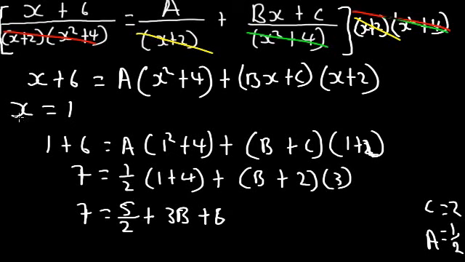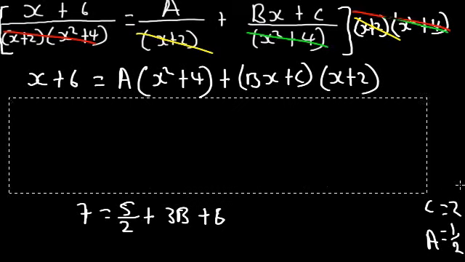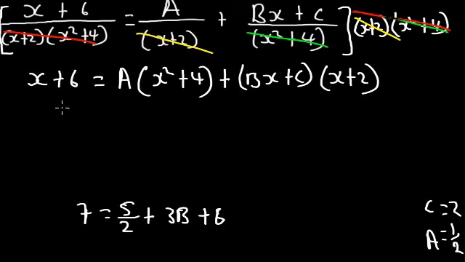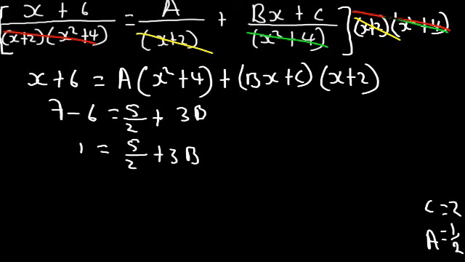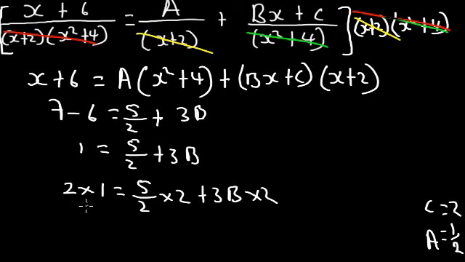Now, I would like to subtract 6 from both sides. Then I have 7 minus 6 equals 5 by 2 plus 3b. And that results in 1 equals 5 by 2 plus 3b. To keep things straightforward, what I would like to do is to multiply all through by 2. 2 by 1 equals 5 by 2 times 2 plus 3b times 2. And that results in 2 equals 5 plus 6b.